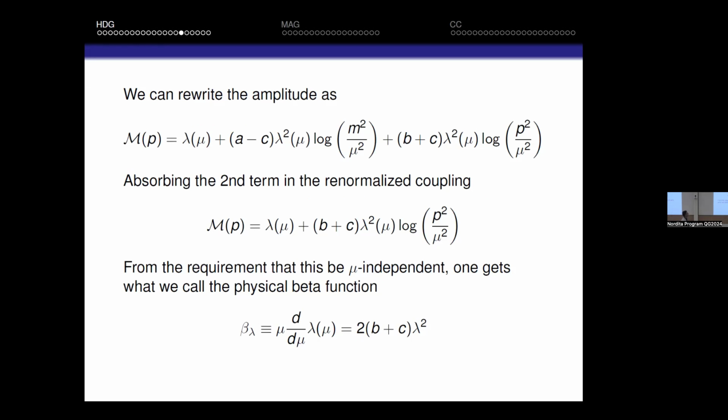And indeed, you see that if you take the derivative with respect to mu of this, it does give you b plus c. And it's the same as when you take the derivative with respect to p, it gets the same coefficient. So this beta function correctly reproduces the momentum dependence of the amplitude. So this is what we mean by physical beta function versus the beta function that we would compute by blindly taking the derivative with respect to mu.